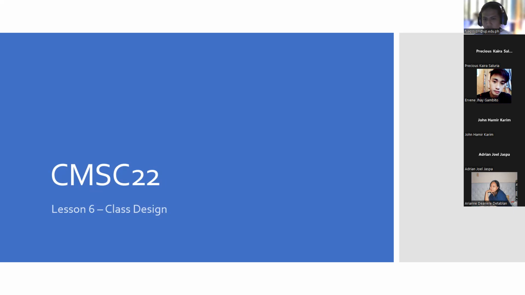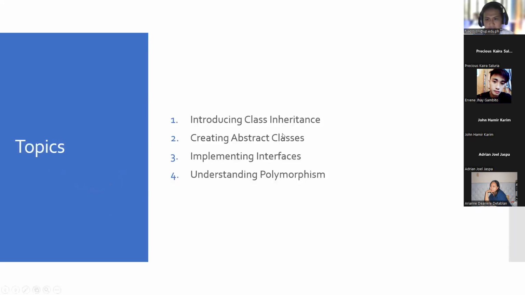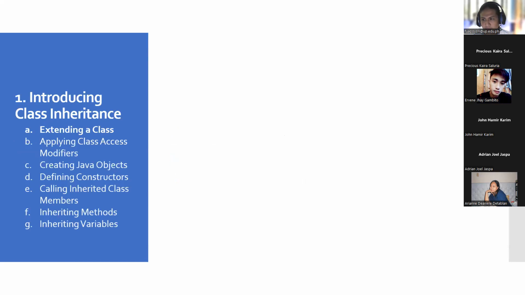So we'll start. Let's start. So topics for today is inheritance, and then creating your abstract classes, implementing interfaces, and lastly, your polymorphism. So for this lecture for today, we'll just be discussing 1 and 2. So your inheritance and your abstract classes. So let's start with your inheritance now, introducing class inheritance.